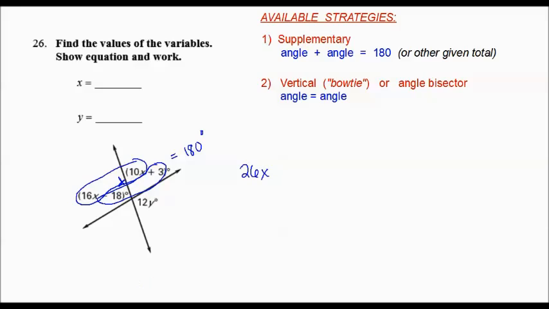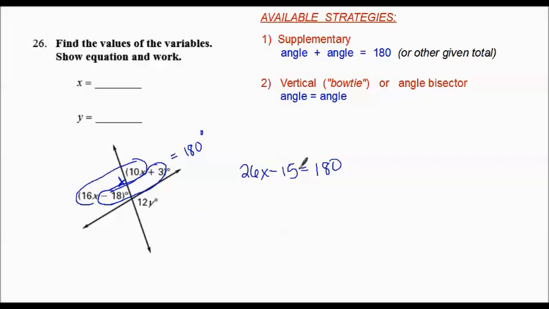And then remember this 18, if you can't see it clearly up there, it was negative. So negative 18 plus 3 is just a negative 15. Those added should equal 180.